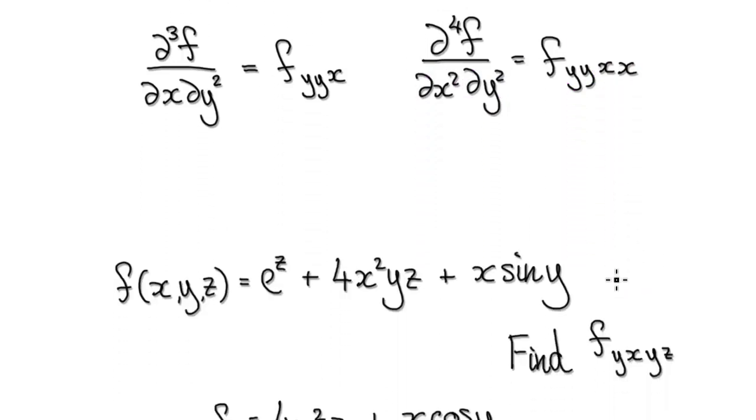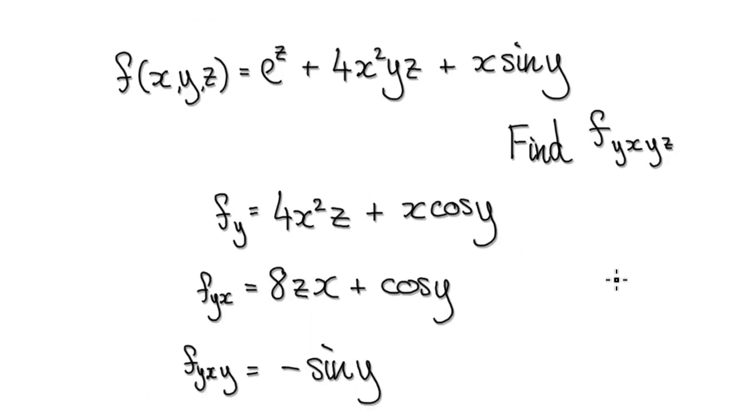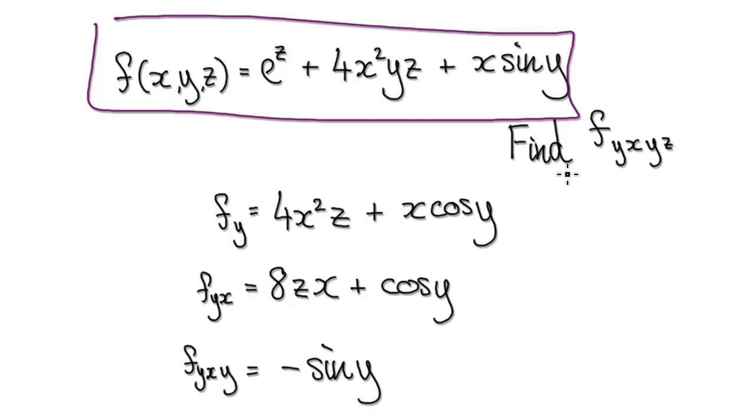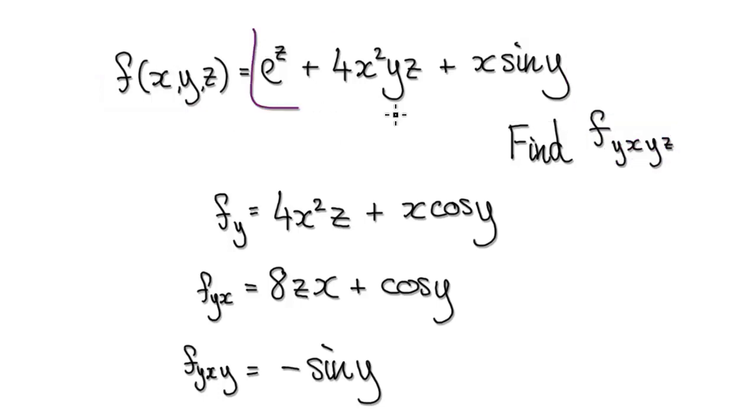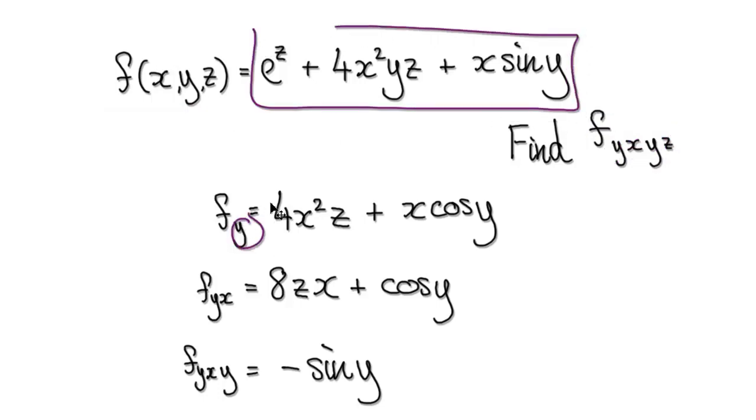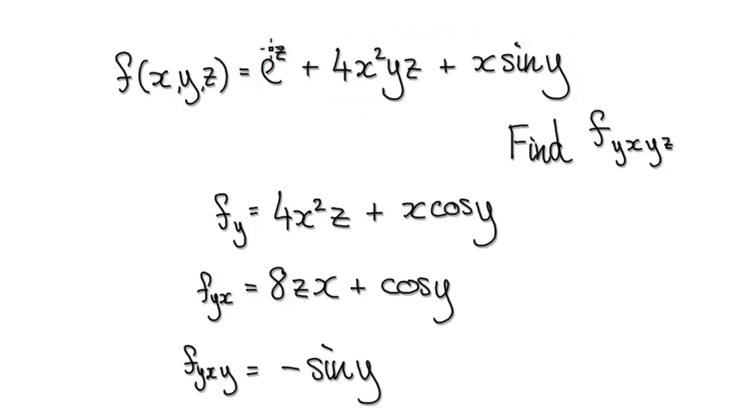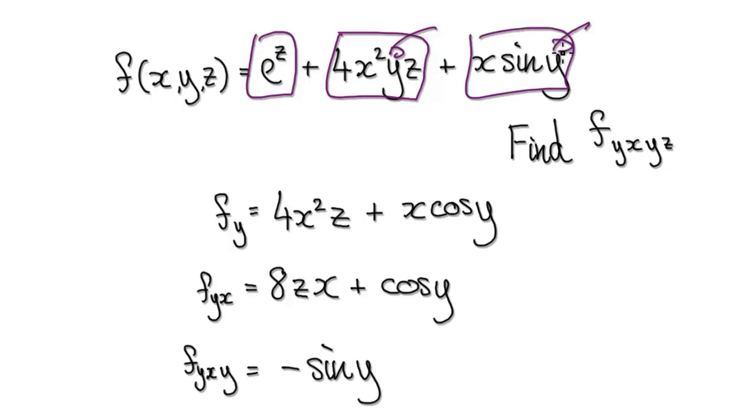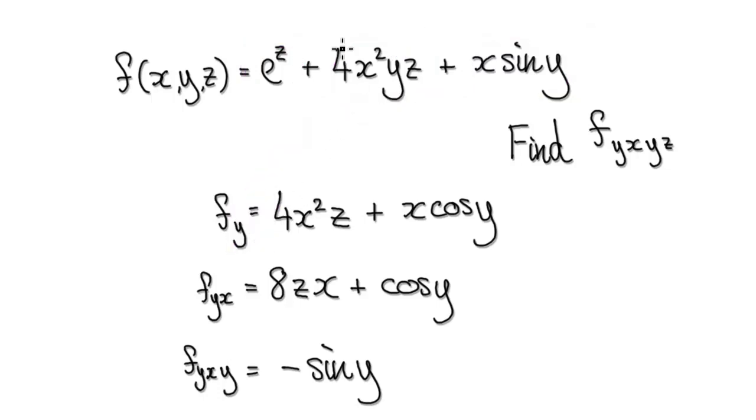So if you have a multivariable function looking like this, let's try and compute f y x y z. So differentiate this function with respect to y first. So at the moment you've got 3 blocks. This block here contains y, this block here contains y. This is just a constant. So when you differentiate with respect to y, it would just be 0 plus, and then differentiate this.